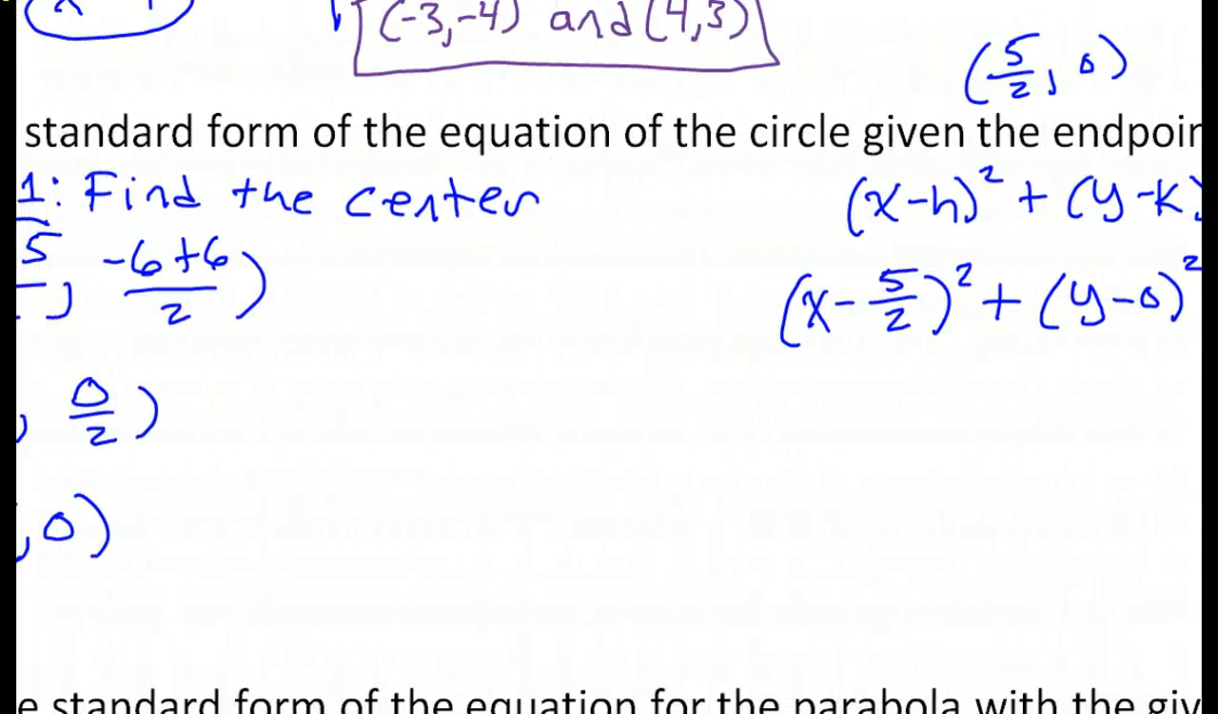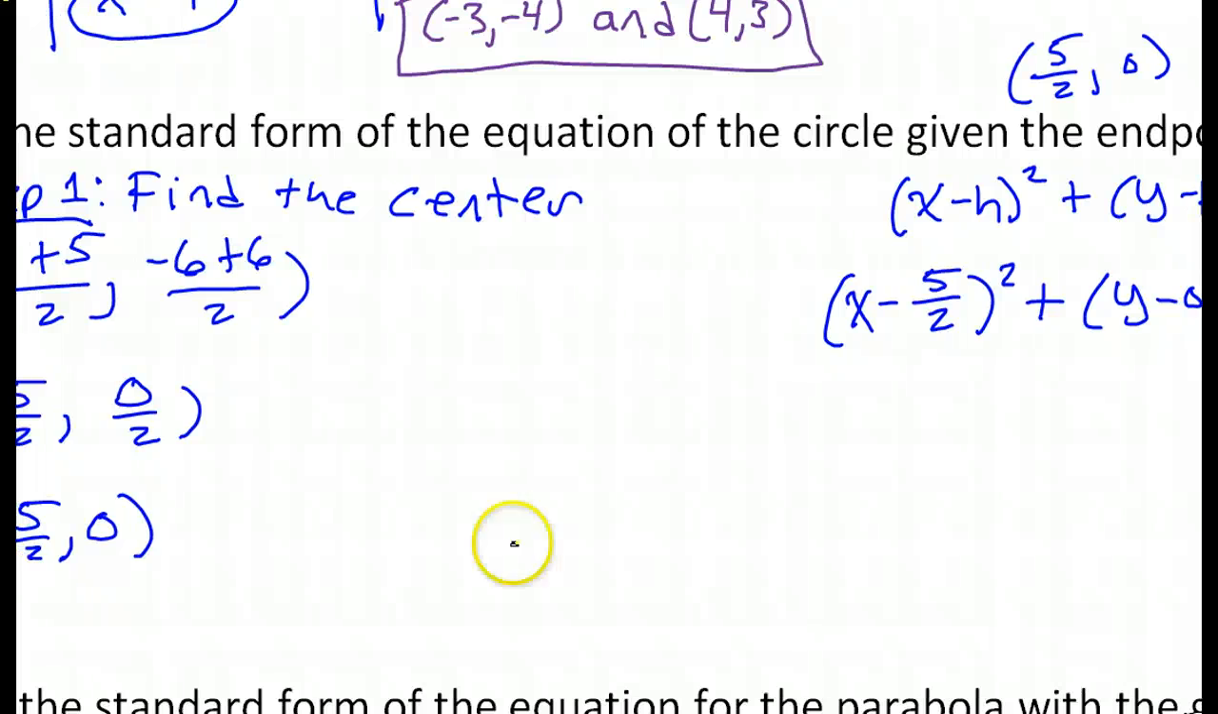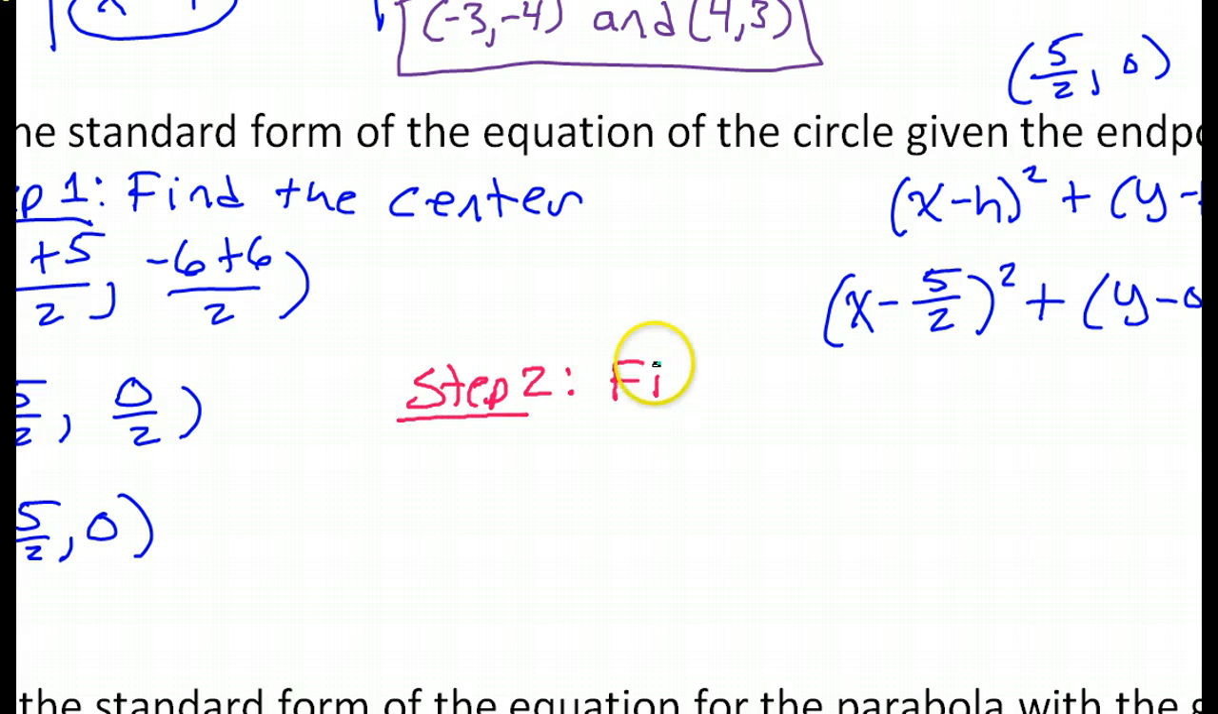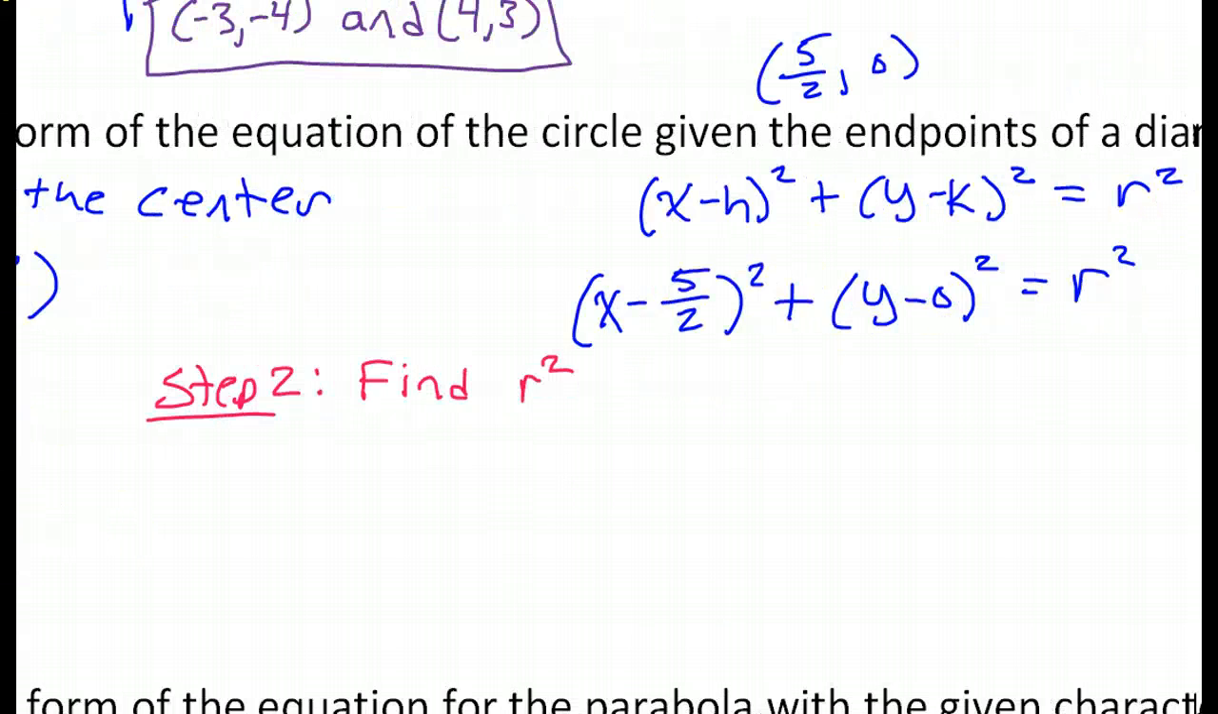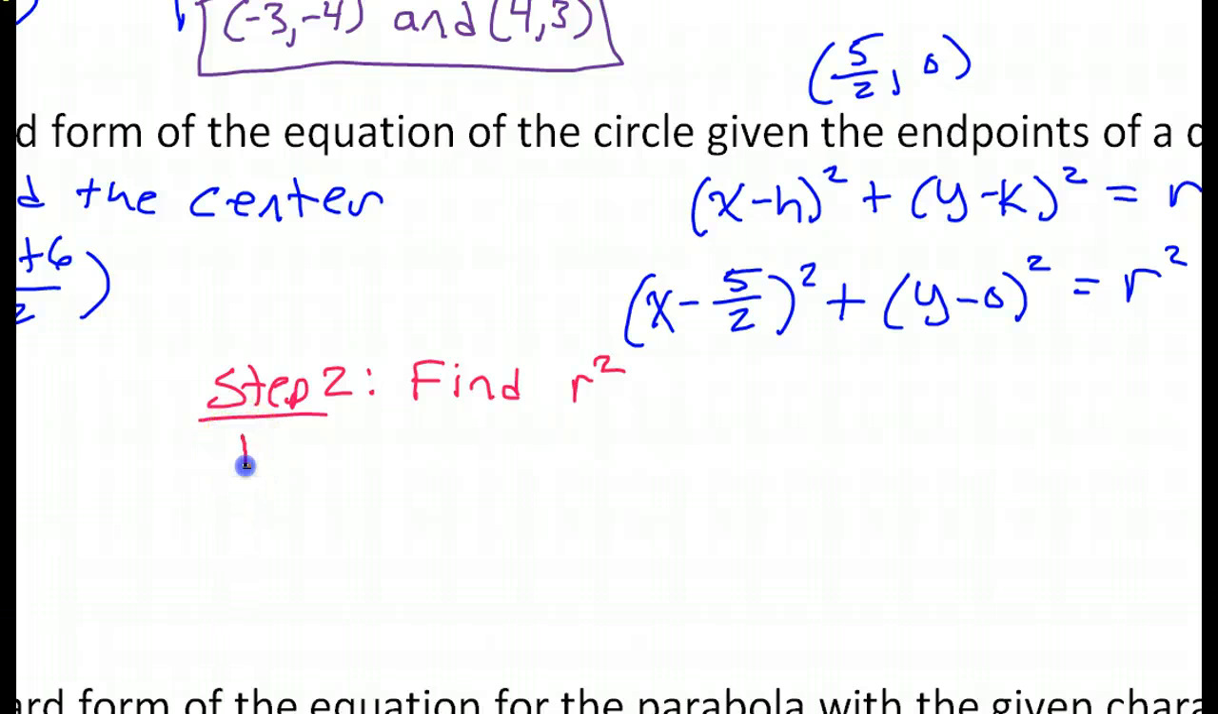So this is going to be step 2. Kind of used up half my space here, so I'll just start it over here. Step 2. I'll use a different color. This is where we find the radius and we square it. But we can't go directly there. First, we start with the diameter.